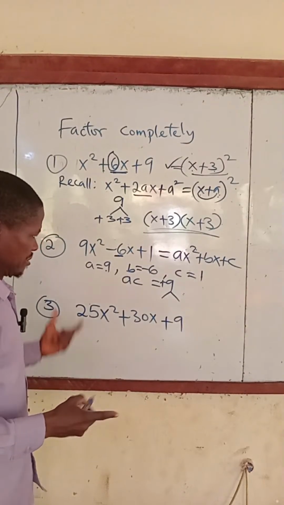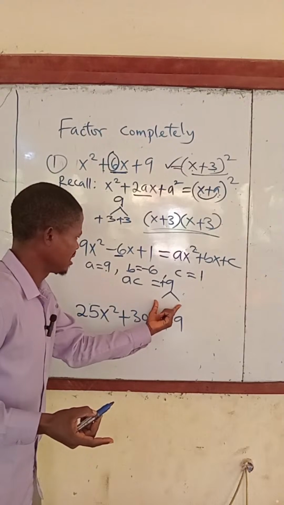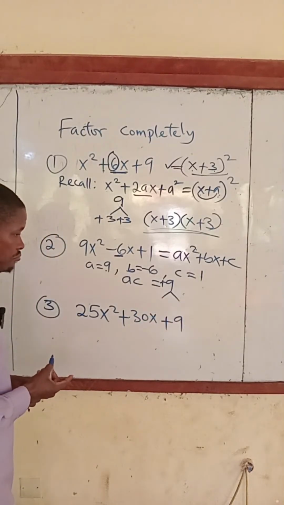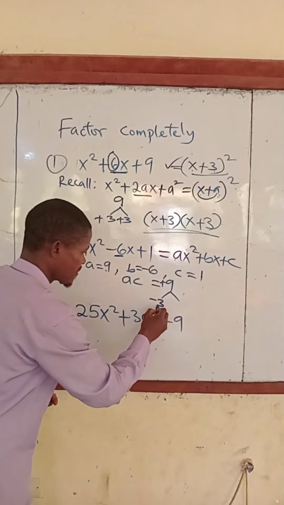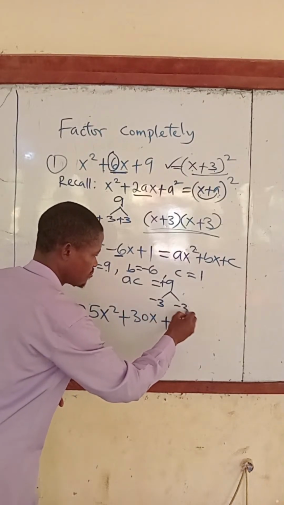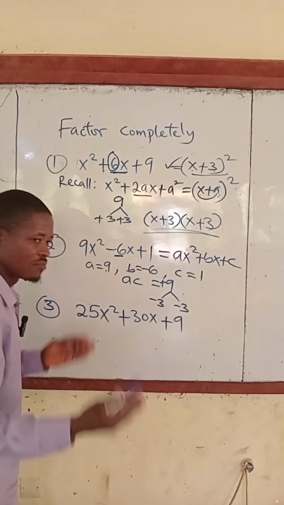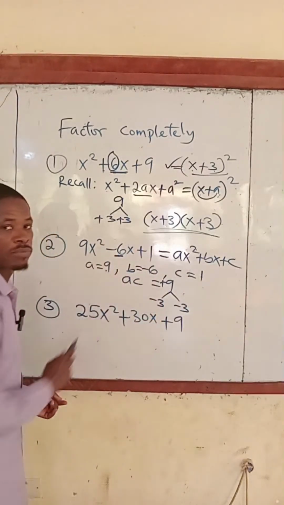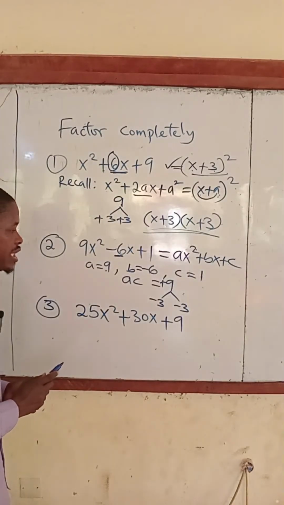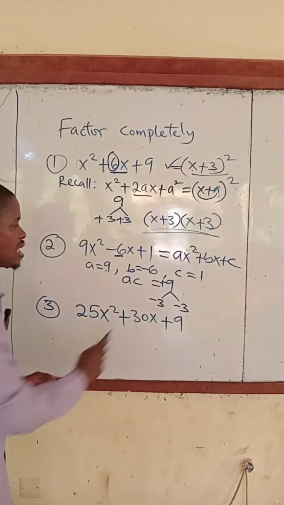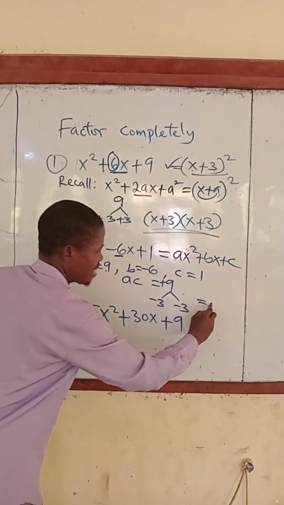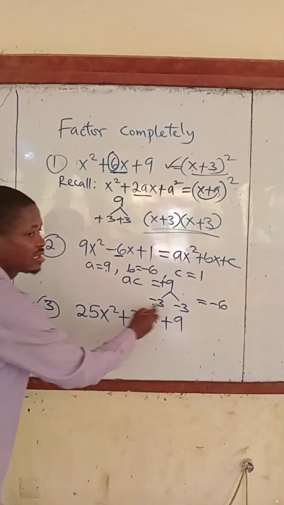Okay? That's 3 times 3, and that will be minus 3 and minus 3. Minus 3, minus 3, when you multiply it, it's going to give you plus 9. So our b is now gotten. Our b is minus 6, that is minus 3, minus 3.